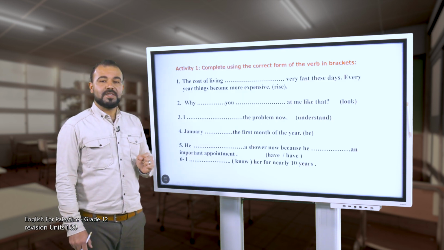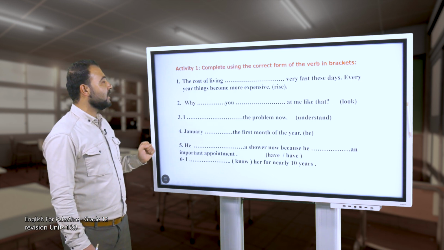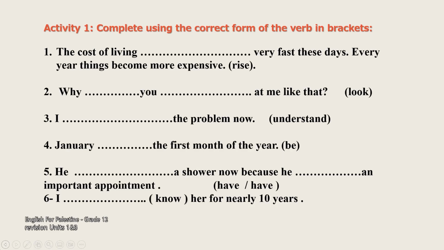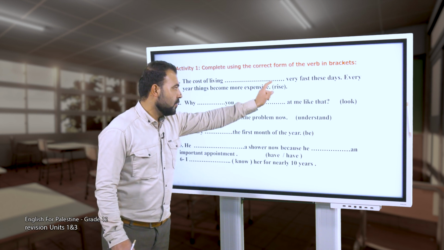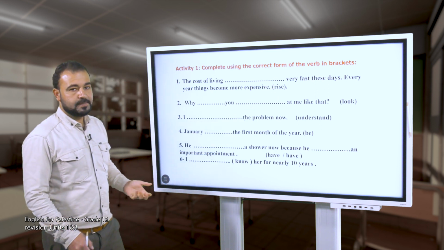Let's go to this activity. Activity number 1. Complete these sentences using the correct form of the verb or the verbs in brackets. Number 1. Let's read it and try to do it. The cost of living very fast these days. Every year things become more expensive. Here we have to use the verb rise.